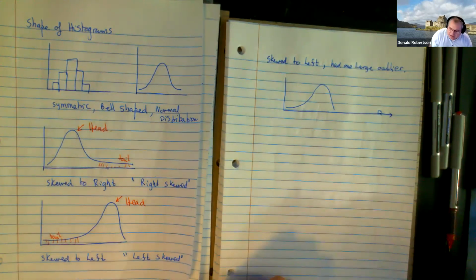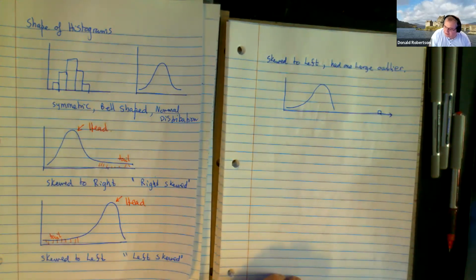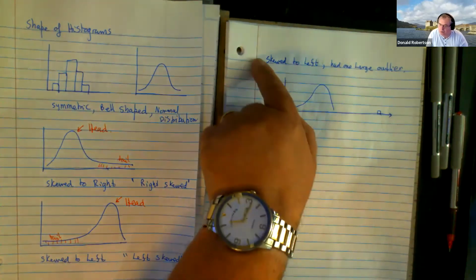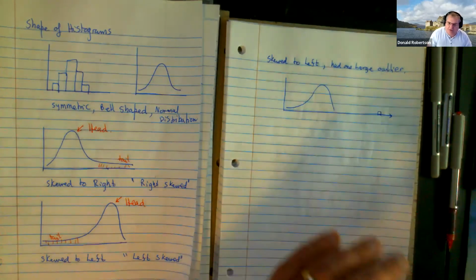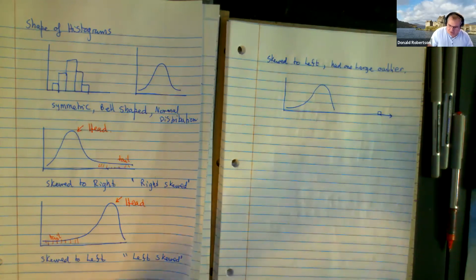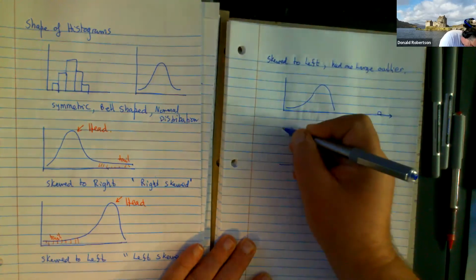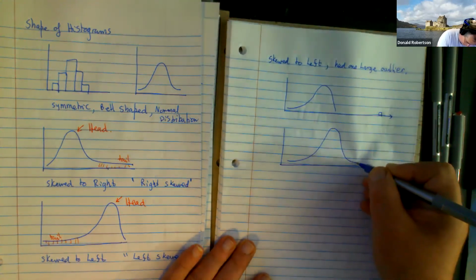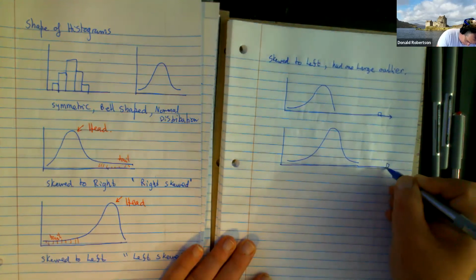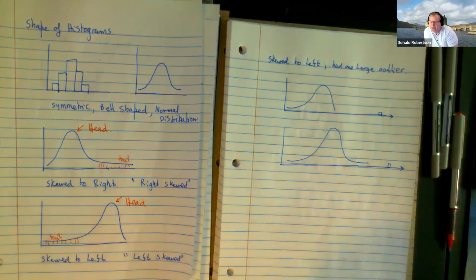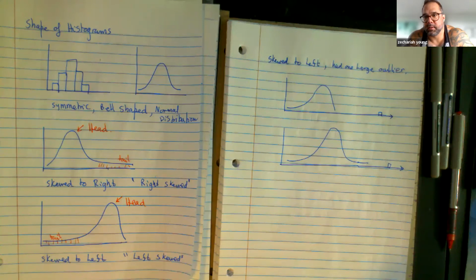Any questions so far? Are you comfortable about how to name histograms and what an outlier would look like, and how, if someone said describe a particular histogram, you could do it? Okay, let's put you on the spot then. Describe that histogram. Would be skewed to the right with one large outlier.